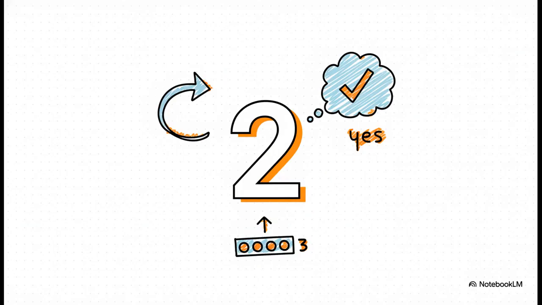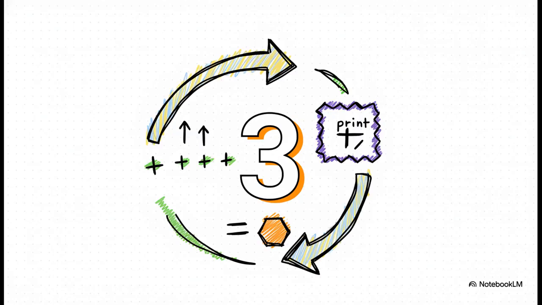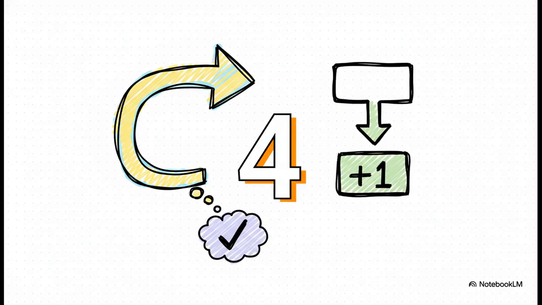So is 2 less than or equal to 5? Yep, so it prints 2. Then it updates count to 3, and back to the top we go. You're getting the hang of this, right? It's a rhythm. Is 3 less than or equal to 5? Yes. Print 3. Update count to 4. And again, is 4 less than or equal to 5? You bet. So it prints 4. And now count becomes 5.